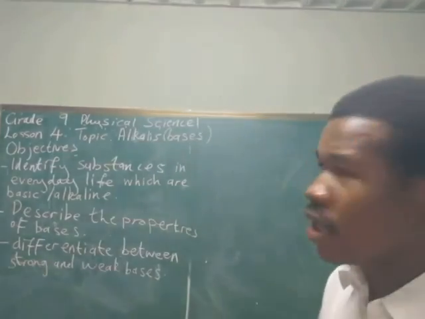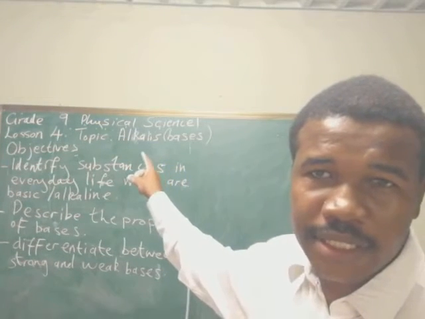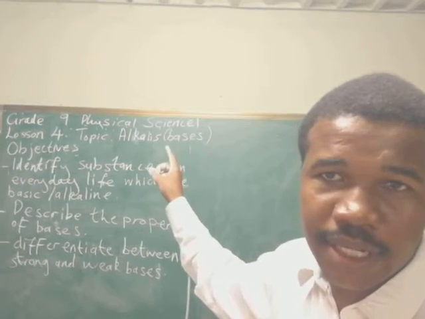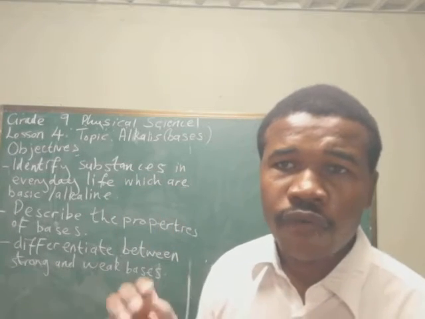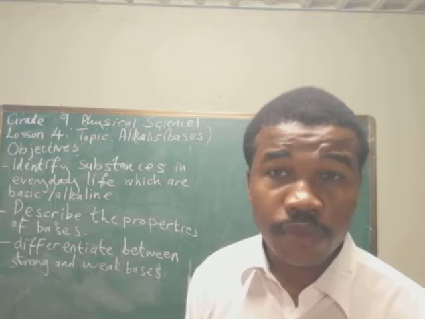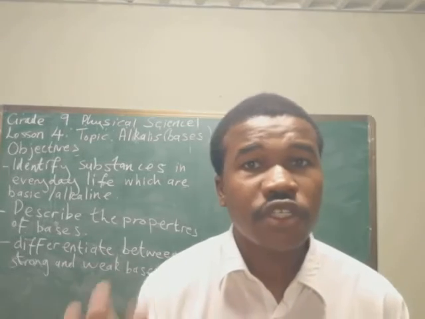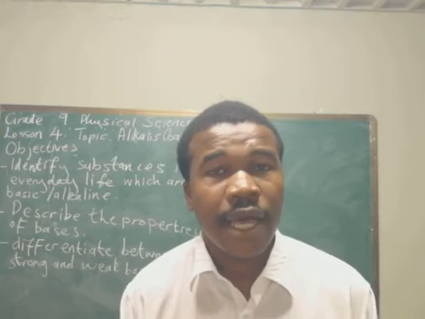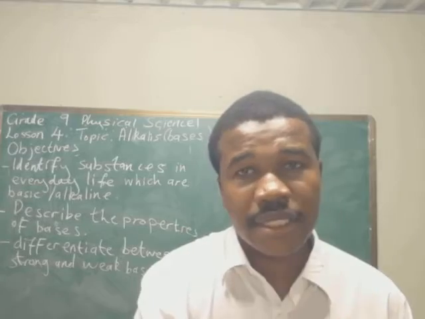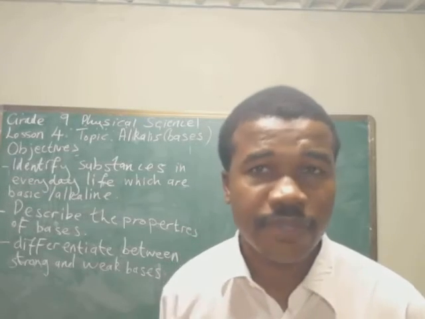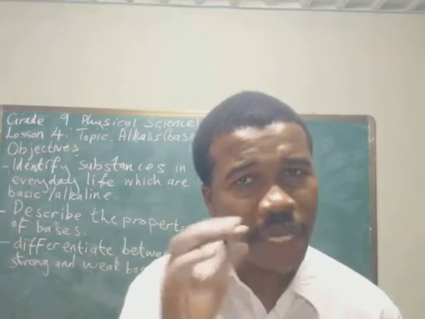For today we are looking at the topic alkalis, bases. And what are the objectives for today's lesson? Since we are now looking at bases and no longer looking at acids, we should again be able to identify everyday or common sources of bases in household goods, household items. We'd say which ones are actually basic, right?